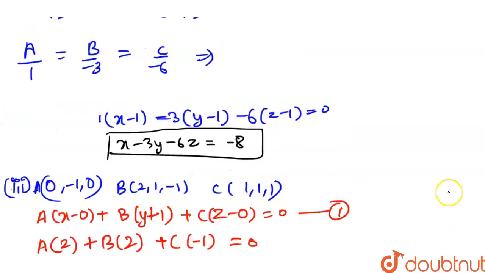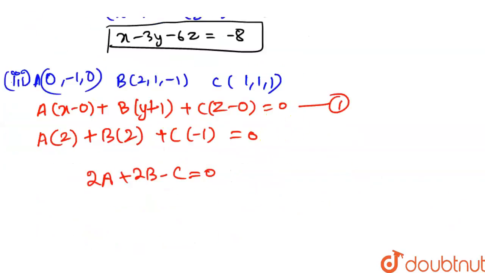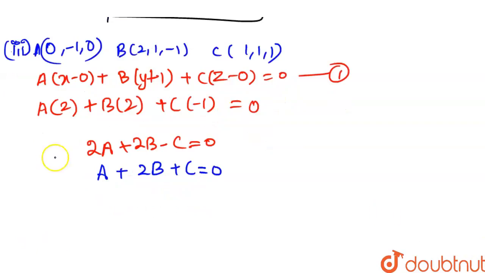Now point C also passes through the same equation. So for point C we will have a times of (1 minus 0) is 1a, plus b times of (1 plus 1) is 2, right? So 2b, we will write directly here a plus 2b. Then the last coordinate is 1, so (1 minus 0), c is equal to 0, right? Now we will use the cross multiplication method.